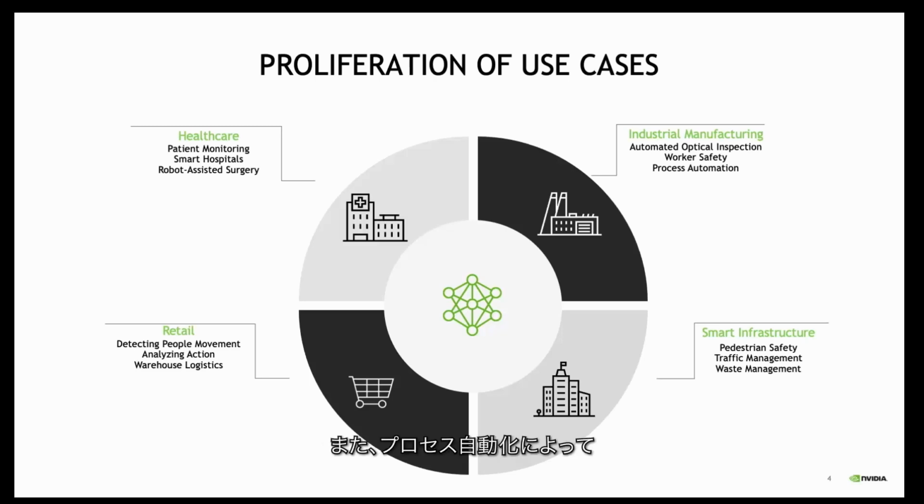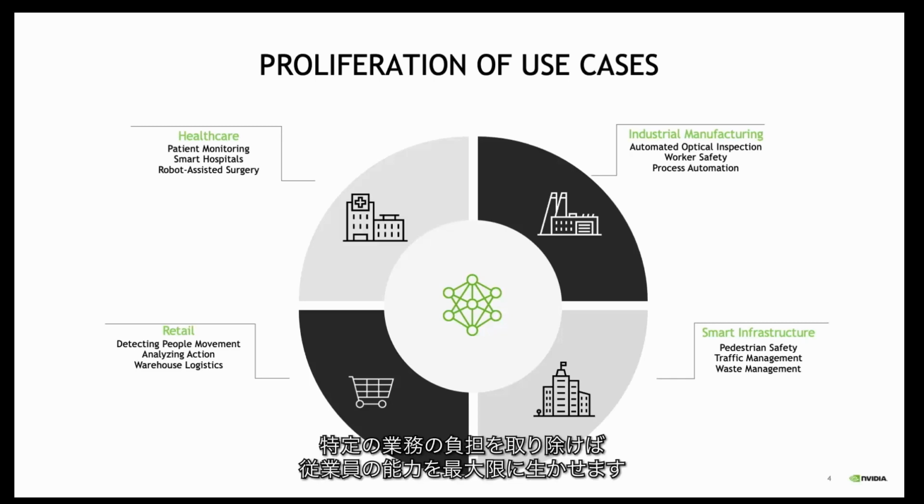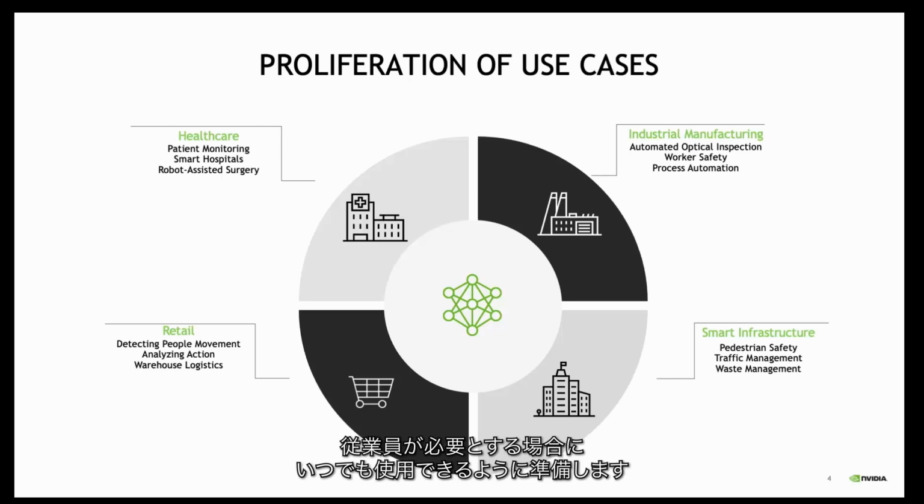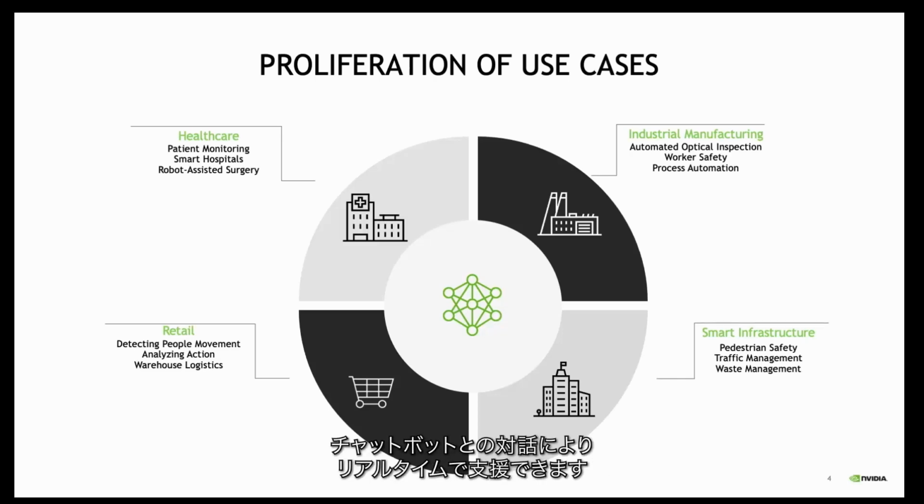Take, for instance, process automation. That can include augmenting employee capabilities by offloading certain portions of their tasks. This frequently means extracting information from systems and documents and then preparing them and making them ready for the employee whenever they need it. A good example is when a technician is out at the remote site and needs up-to-date information to, say, fix a machine. He or she can then interact with a chatbot that can help them in real time.